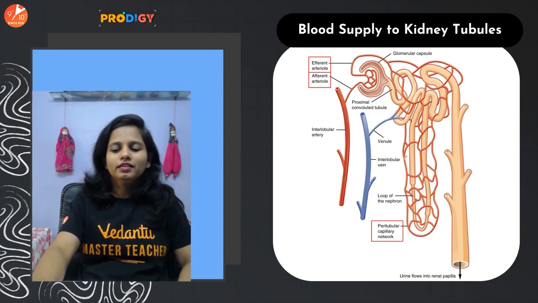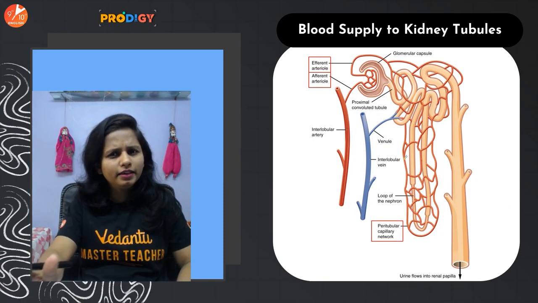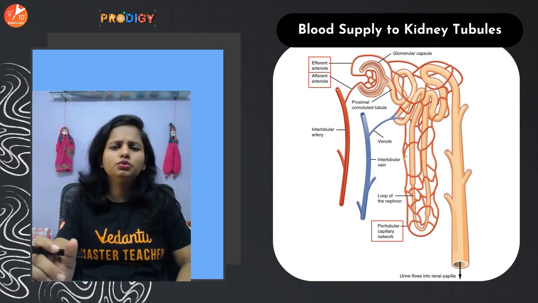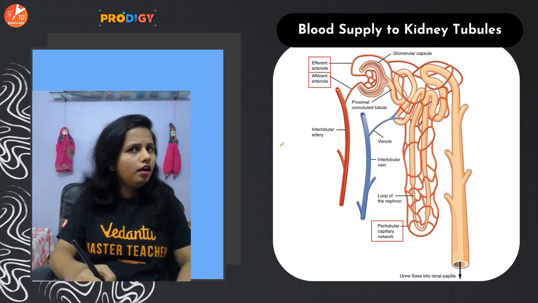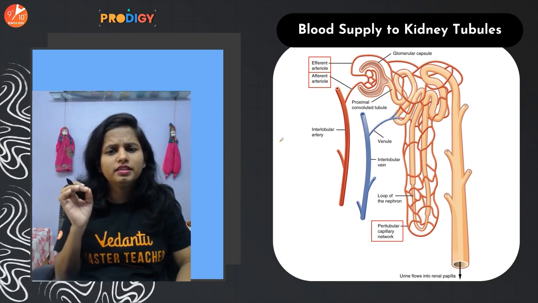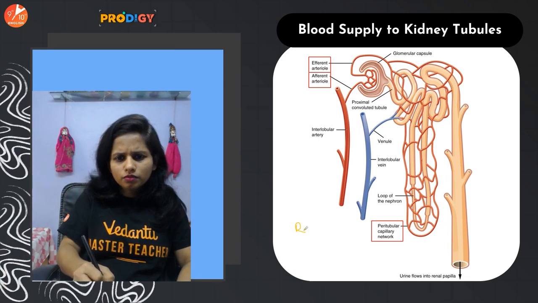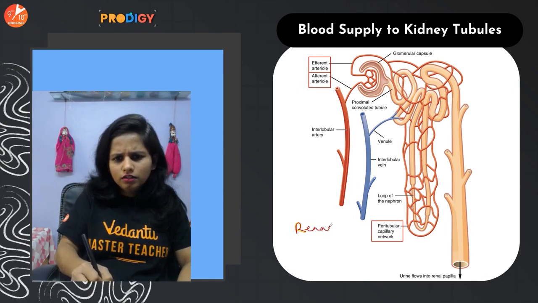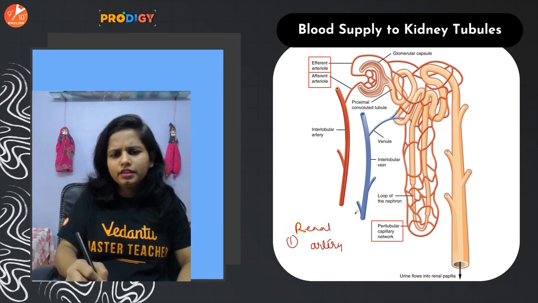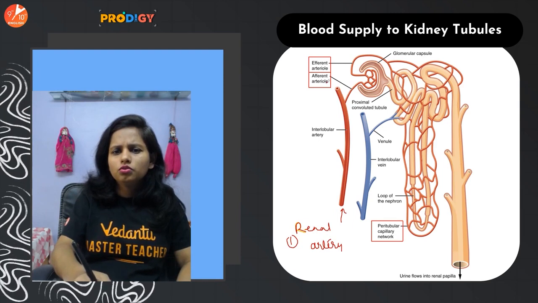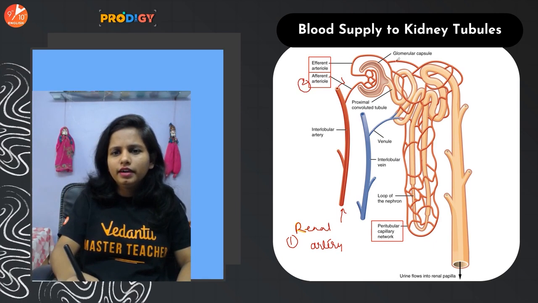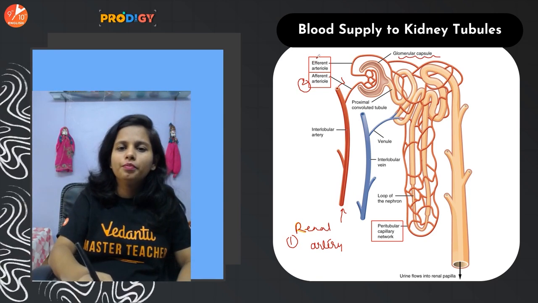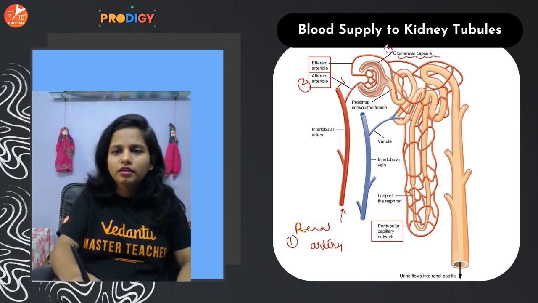Perfect. Awesome. Now guys, let us understand the blood supply to the kidneys. Over here, you see that there is a branch of the abdominal aorta, which is called the renal artery. The renal artery will divide to form arterioles. Then there is this afferent arteriole which enters the Bowman's capsule. It divides to form the glomerulus, and these capillaries again unite to form the efferent arteriole.